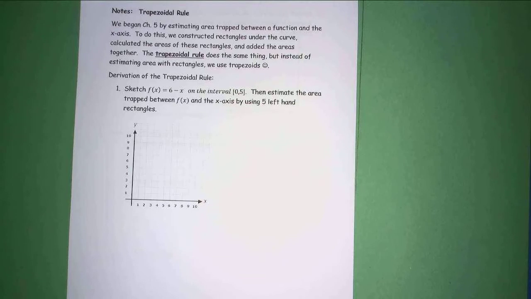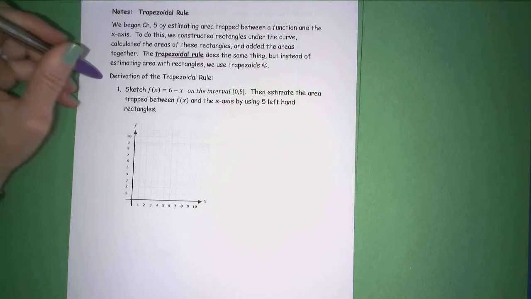So let me just read this paragraph to you to kind of focus us on what we're going to be doing. We began Chapter 5 by estimating area trapped between a function and the x-axis. To do this, we constructed rectangles under the curve, calculated the areas of these rectangles, and added the areas together. The trapezoidal rule does the exact same thing, but instead of estimating area with rectangles, we use trapezoids.